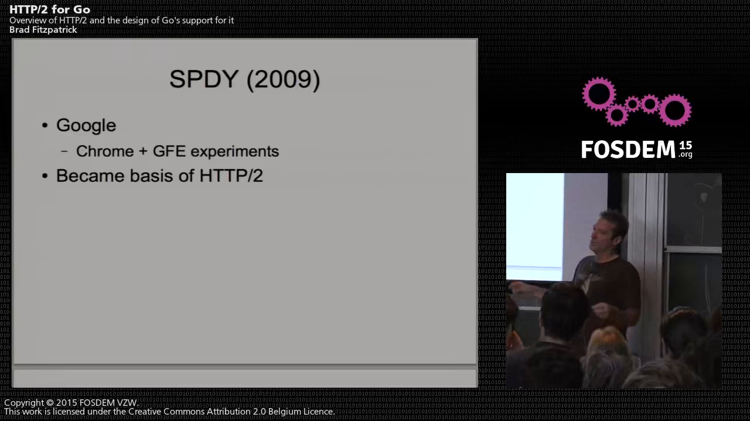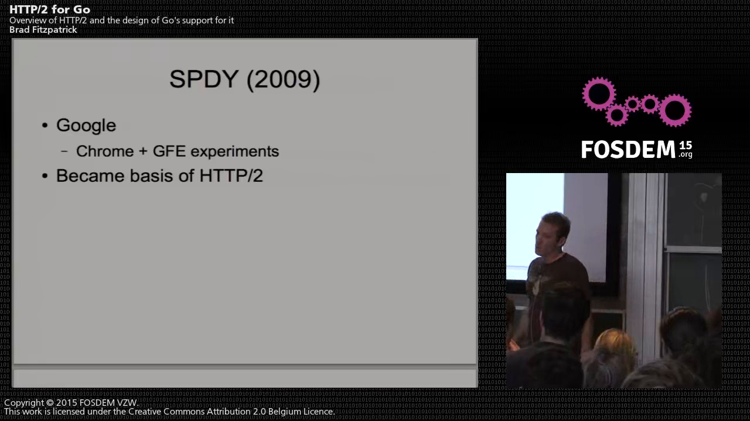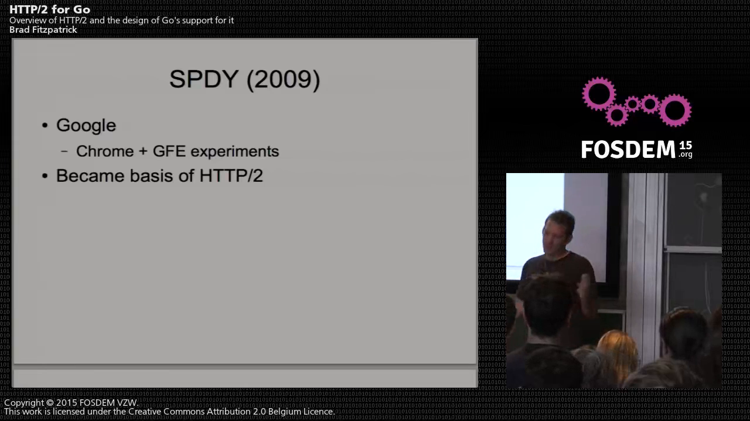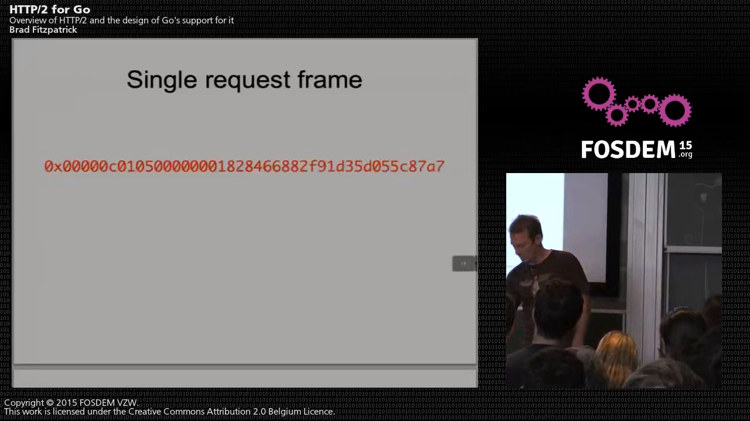They started upgrading people to experimental protocols and measuring lots of things. And it worked out really well. Other people liked it. Facebook and Twitter and other people liked it. Facebook ended up recommending to the IETF that it become the basis for HTTP2. Other people kind of agreed. Some people disagreed, but most people are generally happy with it now. HTTP2 is basically SPDY with a bunch of tweaks.